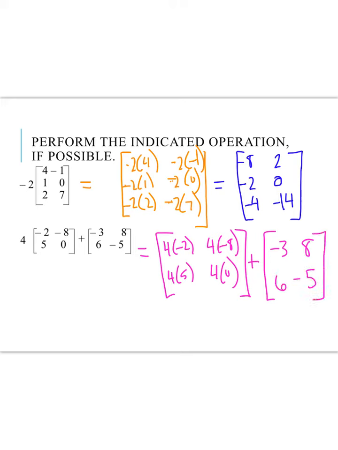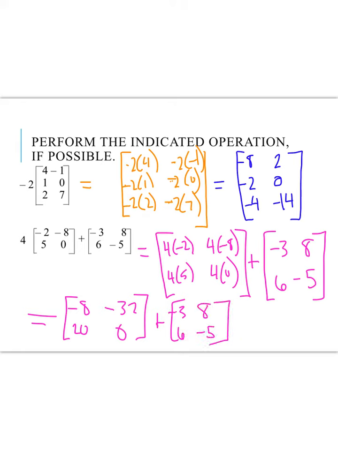And now we simplify. So I'm going to get negative 8 and negative 32, 20, and 0. Again, adding that to negative 3, 8, 6, and negative 5. Okay, before we add, we need to make sure that they have the same dimensions. So this is a 2 by 2, and this is a 2 by 2. So we can add.